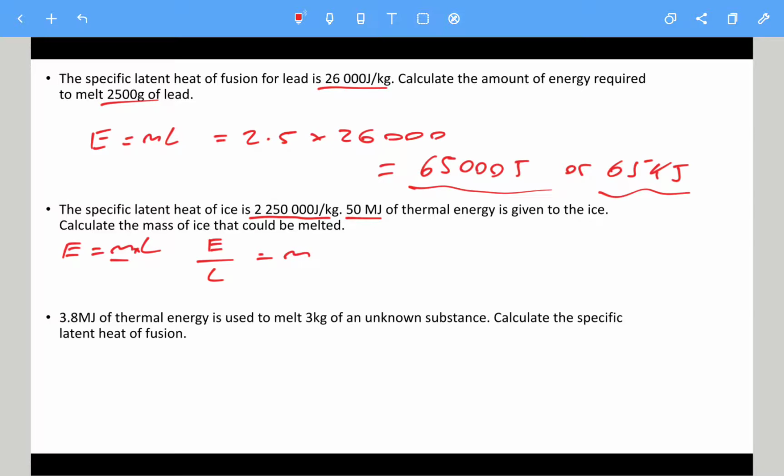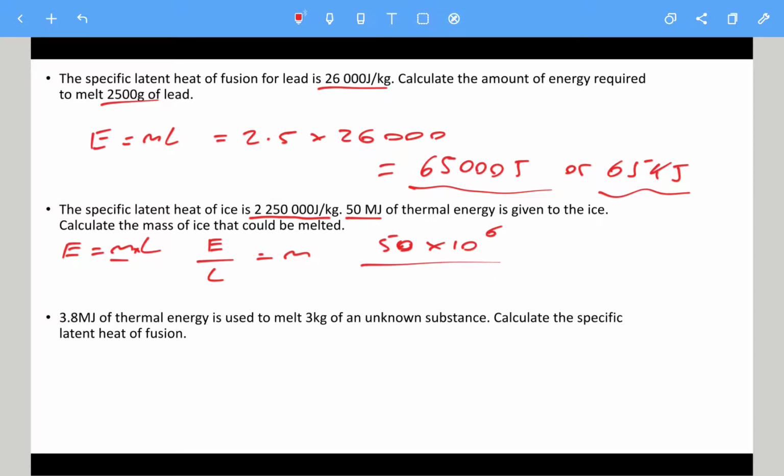So we need to do the energy. 50 megajoules is 50 million, so that's 50 with 6 noughts. Or, if you wanted to, you could do 50 times 10 to the 6. Either or. If you do 50 million, that's fine. If you do 50 times 10 to the 6, it's exactly the same.